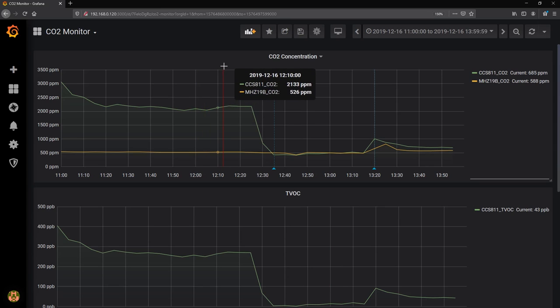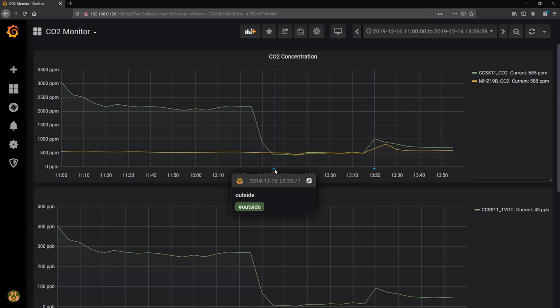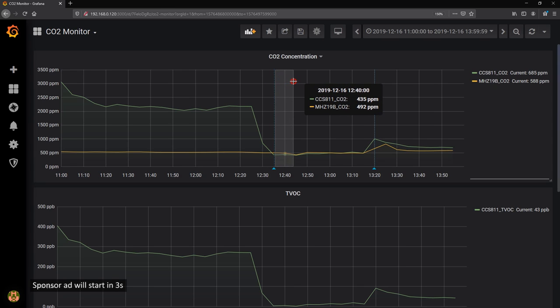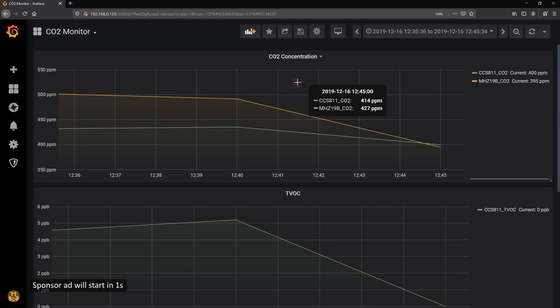I've established the MHZ19B is reasonably well calibrated because when kept outside my window, I was getting values in the range of 400 to 500 ppm, which is the background CO2 concentration. This might vary according to your location and present atmospheric conditions, but generally it should be in that range.